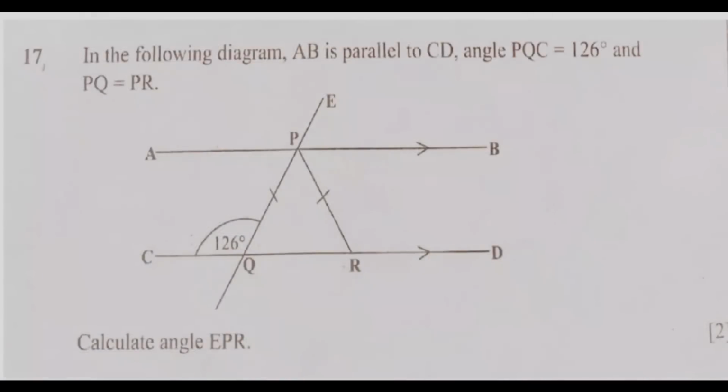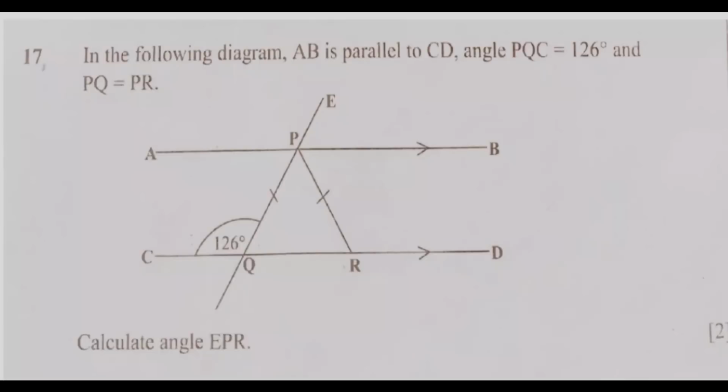Question 17 was as follows. In the following diagram, AB is parallel to CD, angle PQC is equal to 126 degrees, and PQ is equal to PR. So what you need to do is take time and study the diagram. Then after you've done that, you can go to the actual question, which is: calculate the angle EPR.